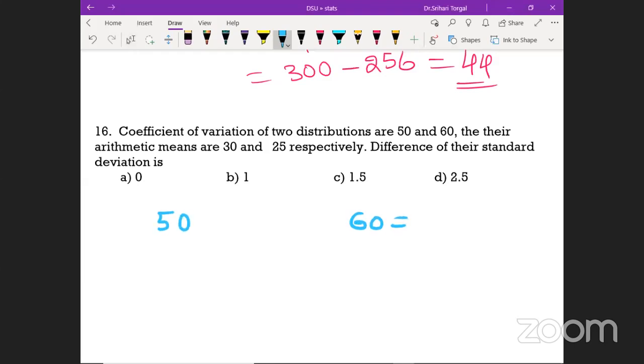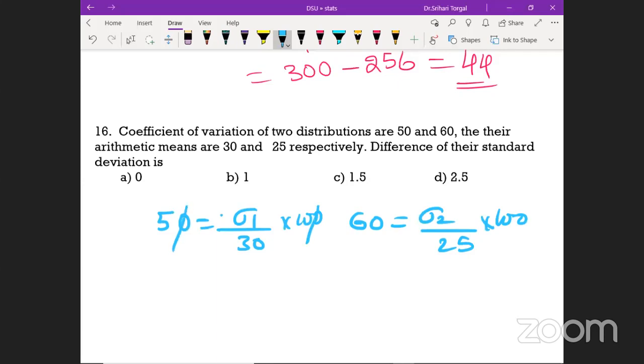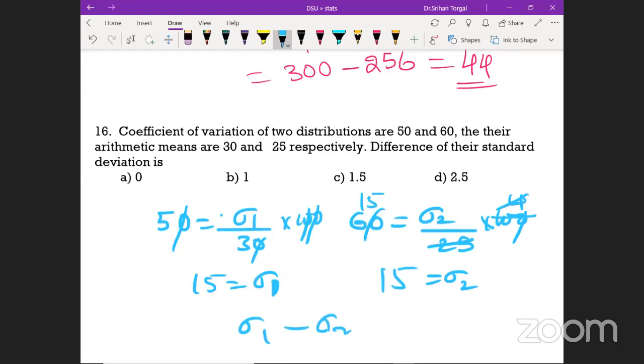Here it is 60, right? Arithmetic mean should be in the denominator. Sigma 1, sigma 2 is 25 into 100. 0, 0 cancelled. 5 3s are 15. What is sigma 2? 0, 0 cancelled. 25 4s are 100, 4 15s are 60. That is also 15. The difference between the standard deviations is 15 minus 15. Answer is 0. That is right. Good.